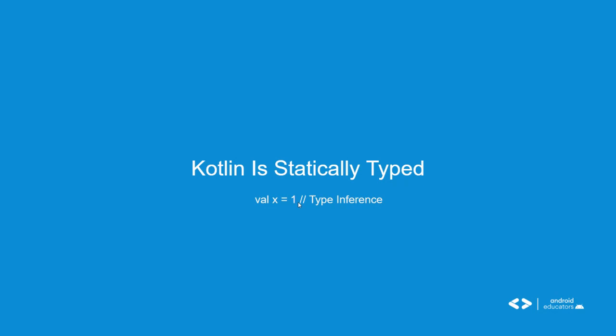The compiler gets to know when you assign a value that it is of that type, so you don't have to explicitly write which type of variable it is, right? It has already figured it out.